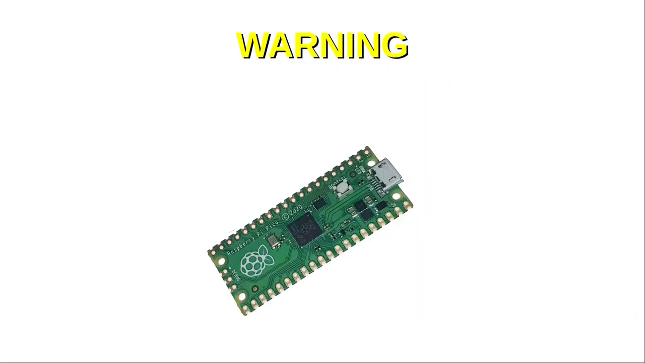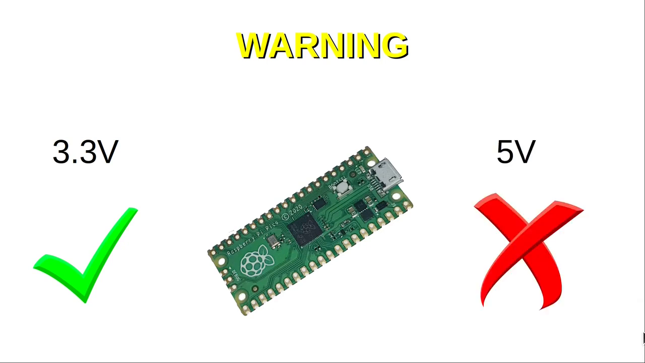Something to be aware of is a potential voltage conflict. The Raspberry Pi Pico runs at 3.3 volts and cannot tolerate much higher voltages. If you try and connect a 5 volt signal to the GPIO pins, then it's likely you will damage the GPIO pin on the Pico.